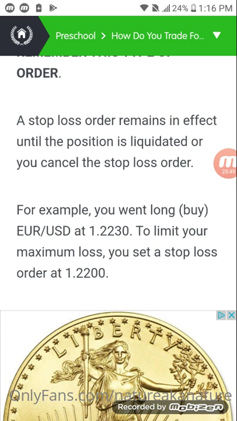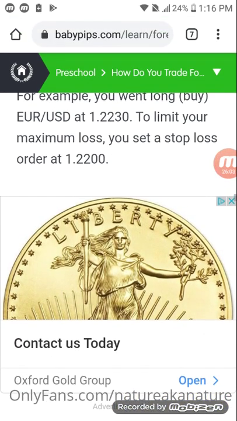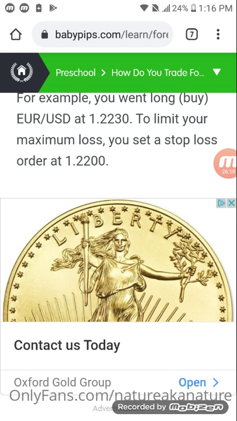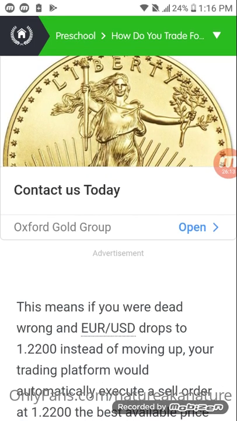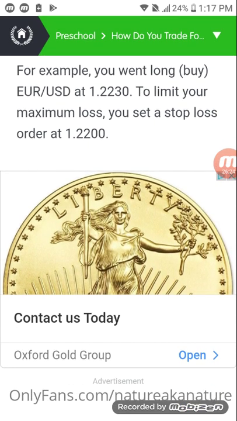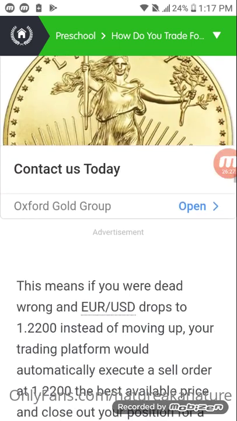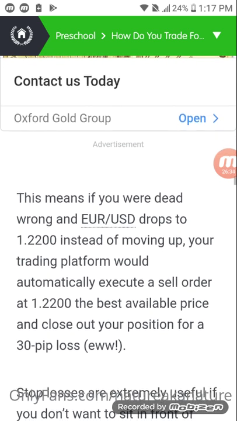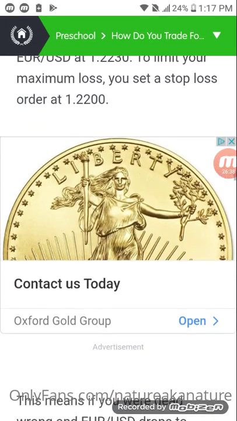For example, you went long and you bought Euro USD at 1.2230. To limit your maximum loss, you set a stop loss order at 1.2200. Okay, it's a 30 pip loss, because it was at 1.2230 and it went all the way down to 1.2200. At least instead of taking a 100 pip loss or a 200 pip loss, you get out on a stop loss. It was a bad trade, but you still only lose 30 pips instead of losing 100 pips, 200 pips. Okay, so this means where you were dead wrong in your trade, and Euro USD dropped all the way down to 1.2000.